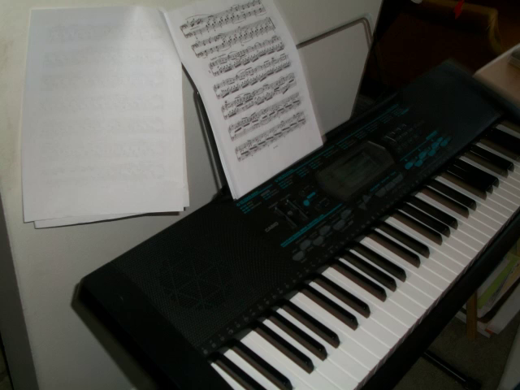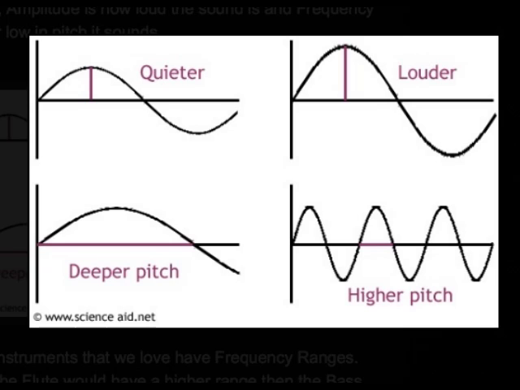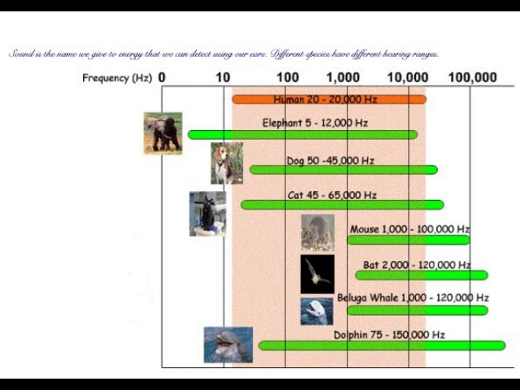Sound also has the property of pitch, or quantitatively speaking, frequency. This is measured in cycles per second. The higher the frequency, the higher the pitch. The lower the frequency, the lower the pitch. The range of hearing for humans is roughly 20 Hz, or cycles per second, to 20,000 Hz. Other animals have different hearing ranges.